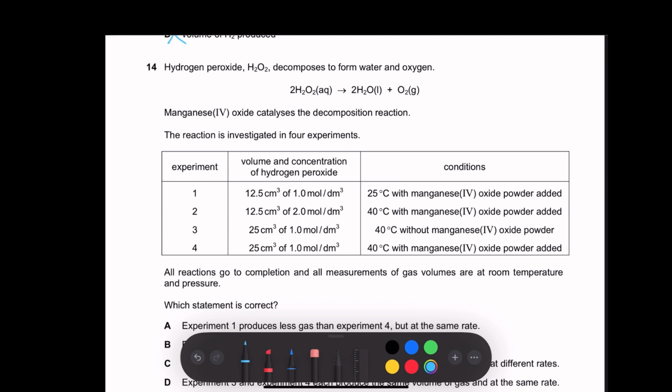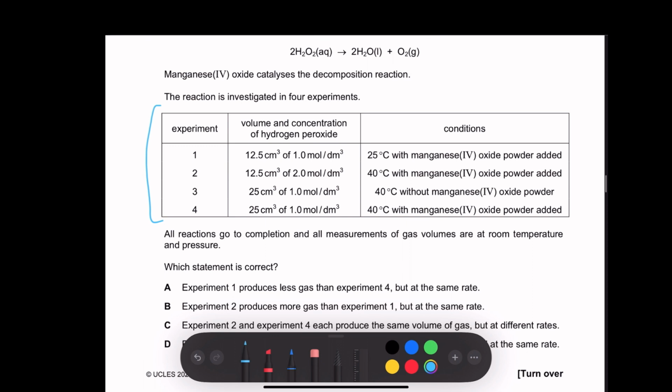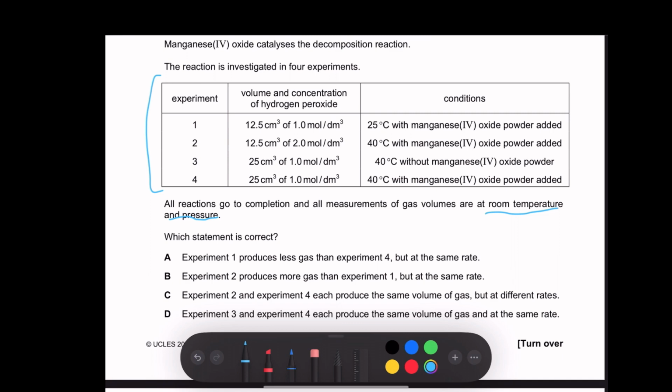14. Hydrogen peroxide, H2O2, decomposes to form water and oxygen. Manganese peroxide catalyzes the decomposition reaction. The reaction is investigated in 4 experiments. So these all are the 4 experiments. All reactions go to completion and all measurements of gas volumes are at room temperature and pressure. So which statement is correct?